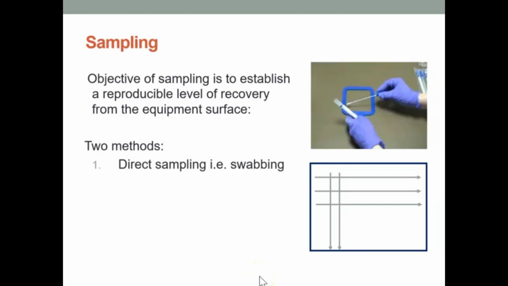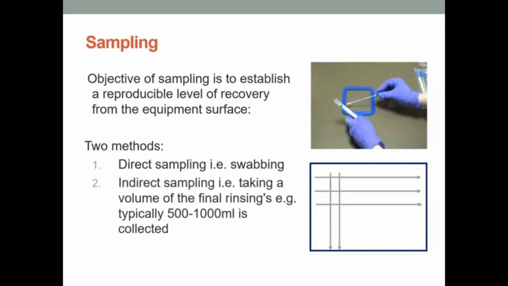Direct sampling, i.e. swabbing. You can see in your diagram here, your precise area that needs to be swabbed is marked out. You take your swab and you swab in a particular motion, which would be defined in your procedure or in your protocol.